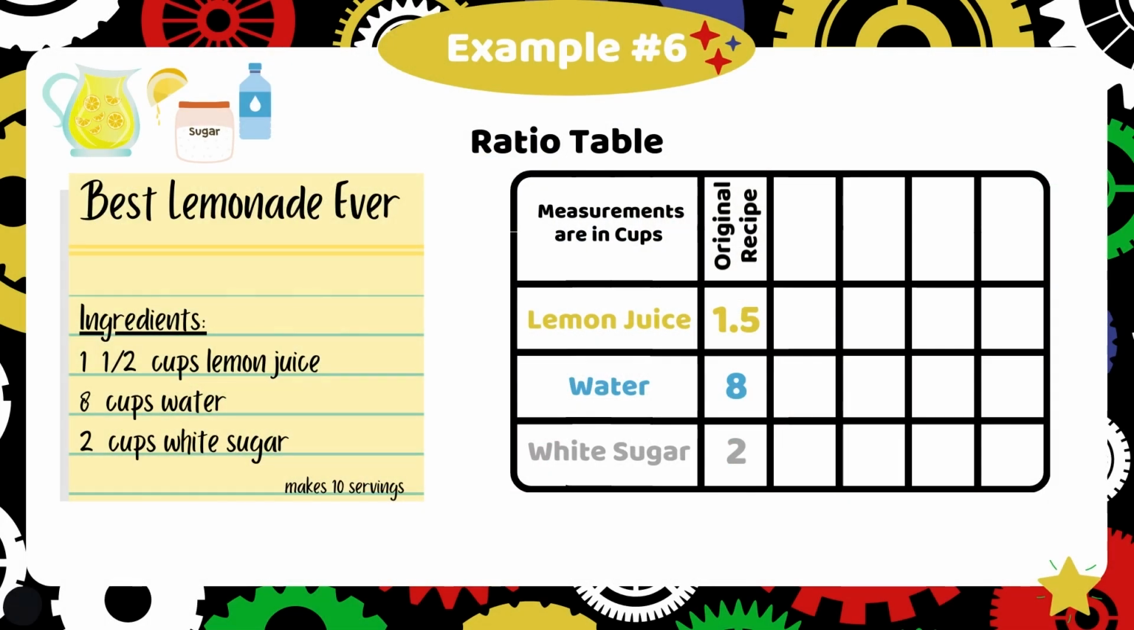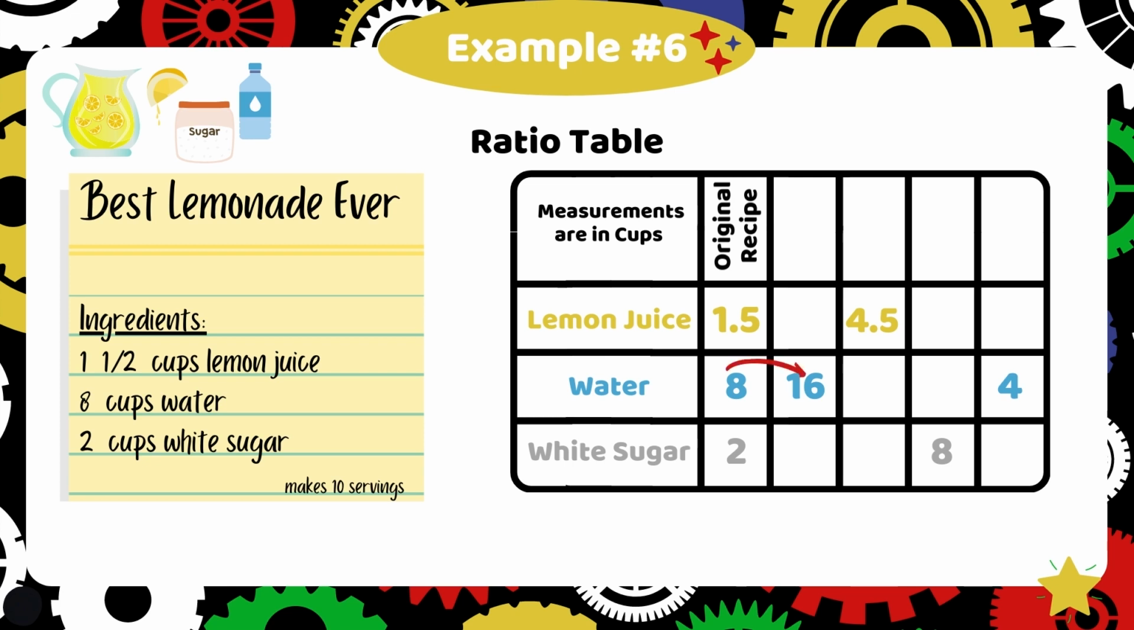We're going to continue looking at this recipe to look at a ratio table. In this ratio table, you can see that the first column is completely filled in with the same values as the recipe card: 1.5 cups of lemon juice, 8 cups of water, and 2 cups of white sugar. But then there are some other values put into the ratio table in the other columns. We have to figure out what the missing values are.